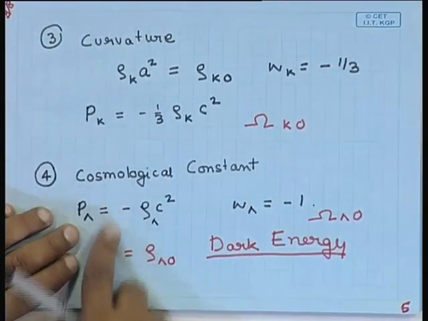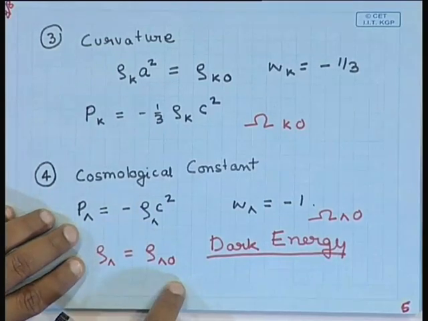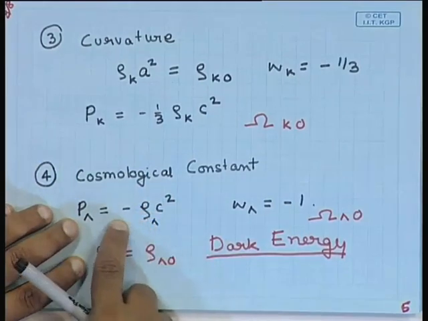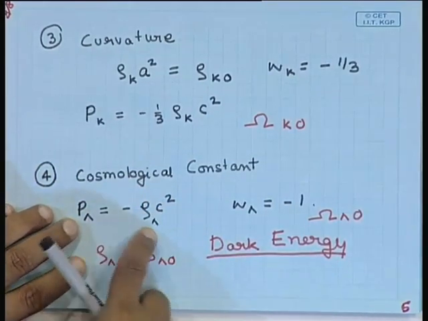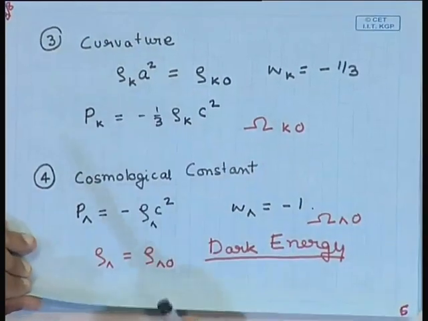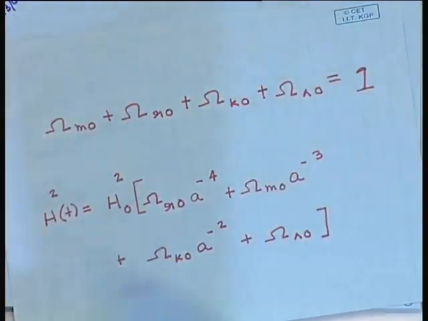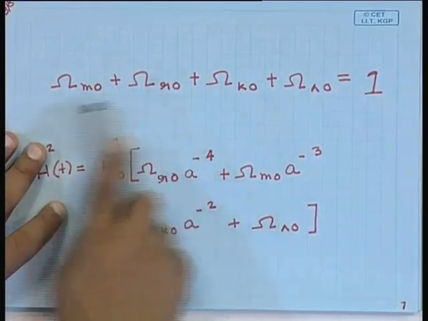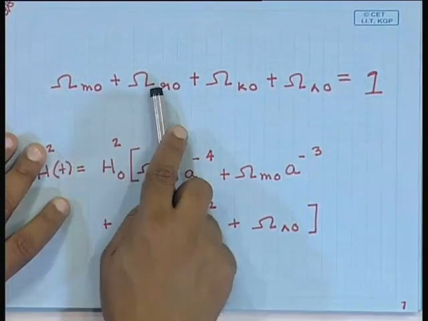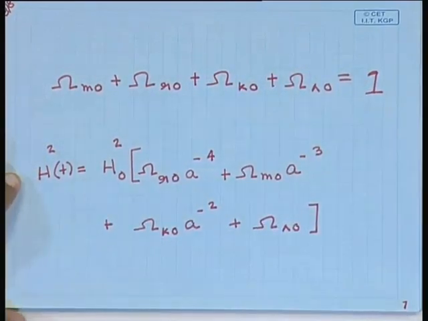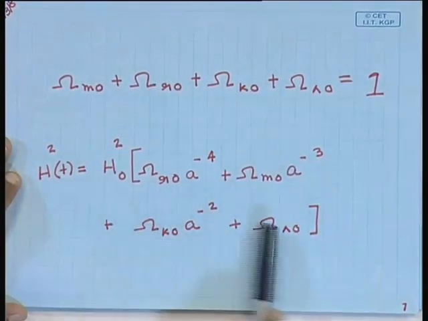The other possibility is that the density may change somewhat with the expansion, but they have the property that the pressure is minus rho c square, not exactly maybe minus rho c square, there may be a number here. We shall come to these details shortly, but these are the four components that we shall be considering. And the current values of the density parameters in these four components, the sum of them should be equal to 1 in this module.